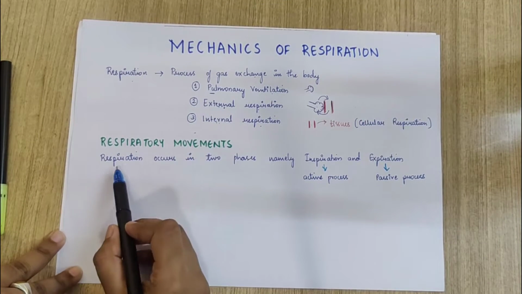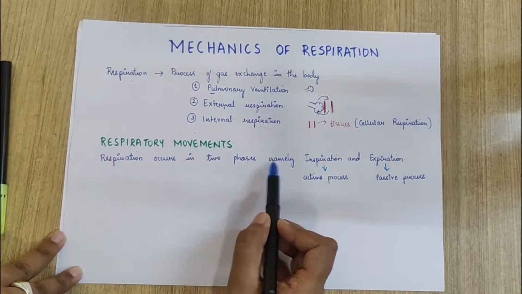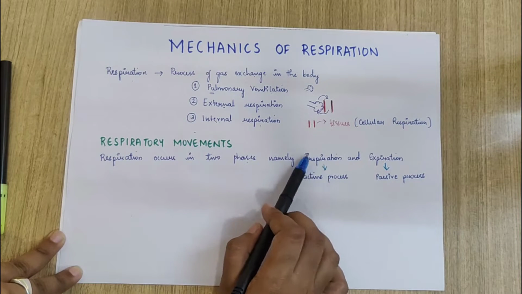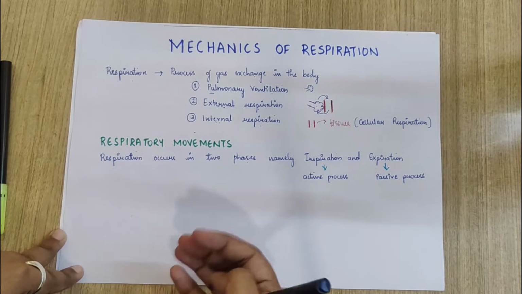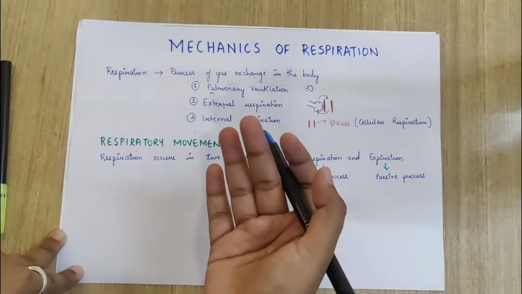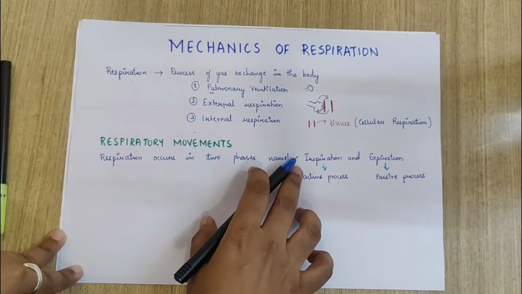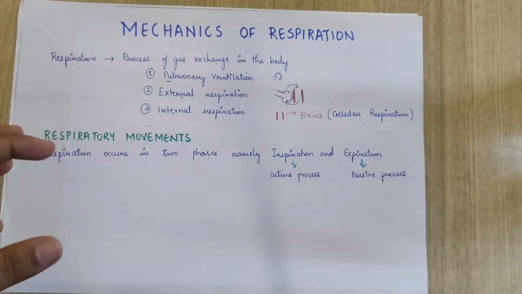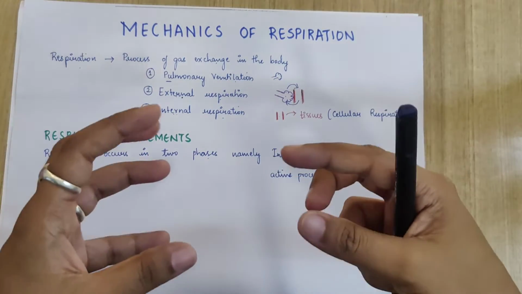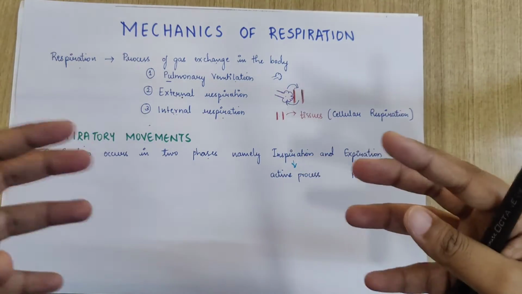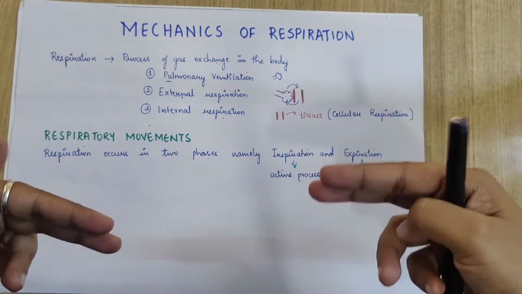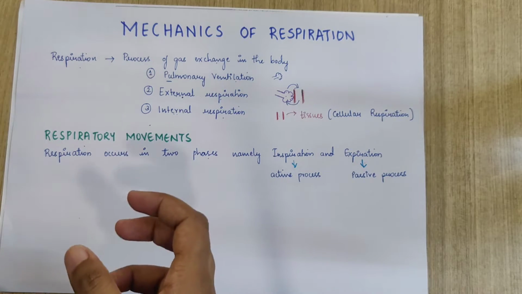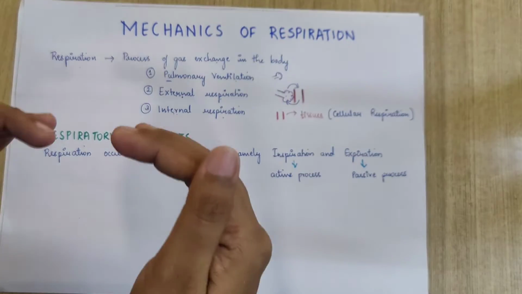Respiratory movements. Respiration occurs in 2 phases, namely inspiration and expiration. Inspiration is what? Inhalation. Expiration is what? Leaving the air out. So basically, inspiration is the active process, expiration is the passive process. During inspiration, the thoracic cage enlarges and the lung expands so that air enters into the lung. During expiration, the thoracic cage and the lung decrease in size.